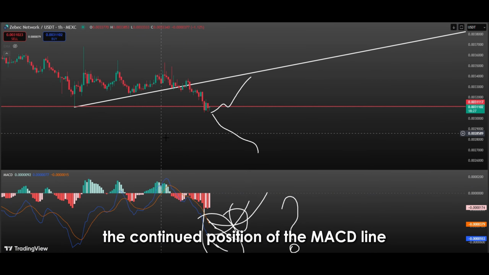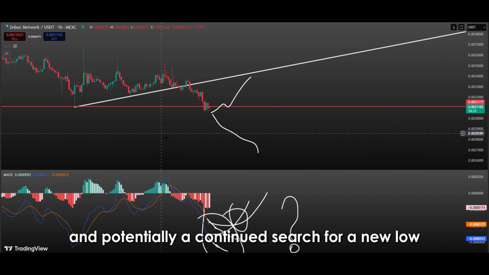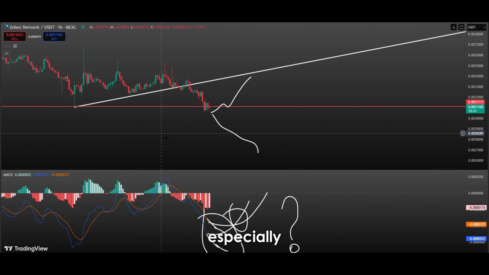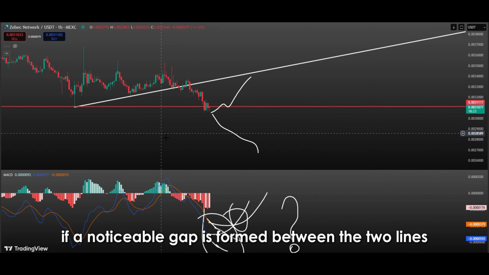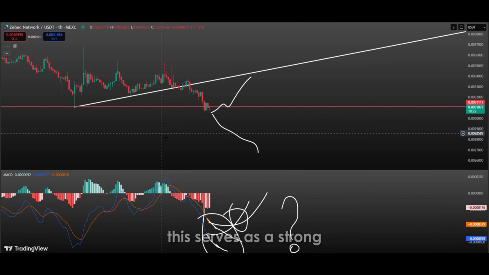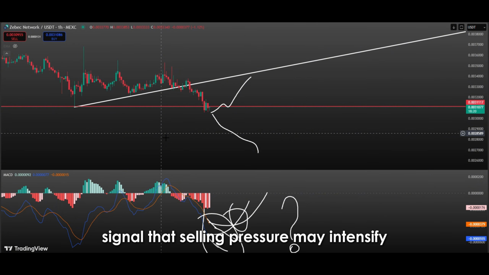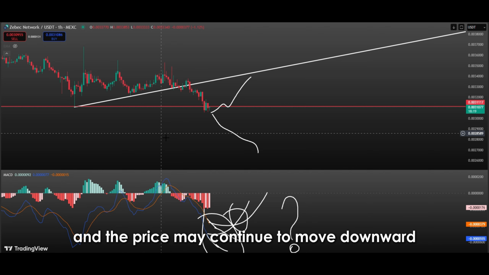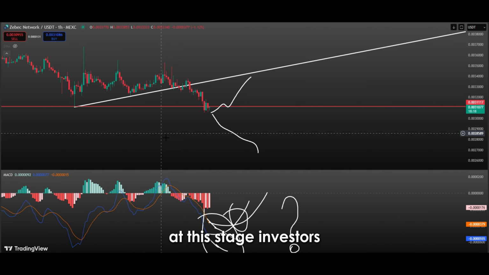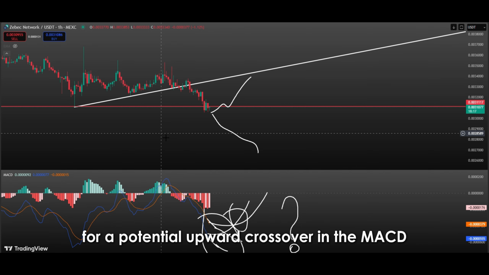The continued position of the MACD line below the signal line indicates ongoing negative momentum and potentially a continued search for a new low. Especially if a noticeable gap has formed between the two lines and the distance between them is increasing, this serves as a strong signal that selling pressure may intensify and the price may continue to move downward. At this stage, investors are closely watching for a potential upward crossover in the MACD.